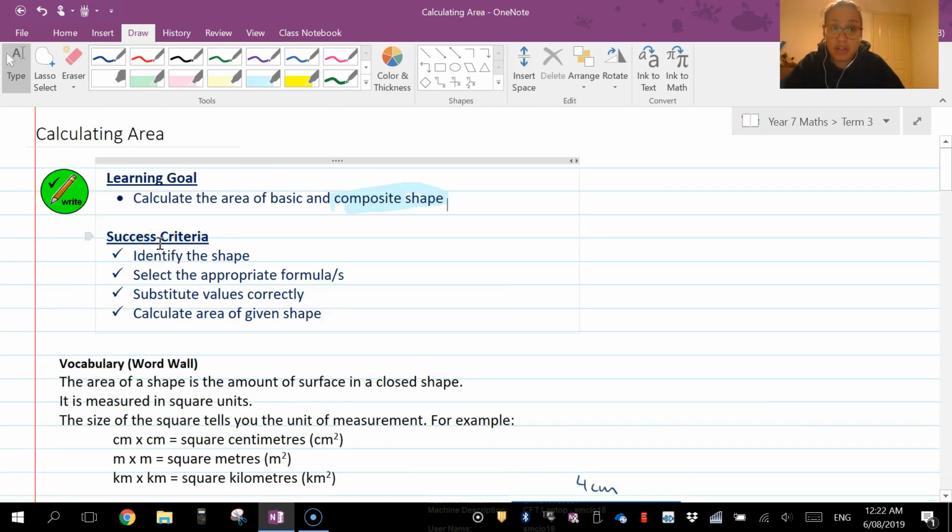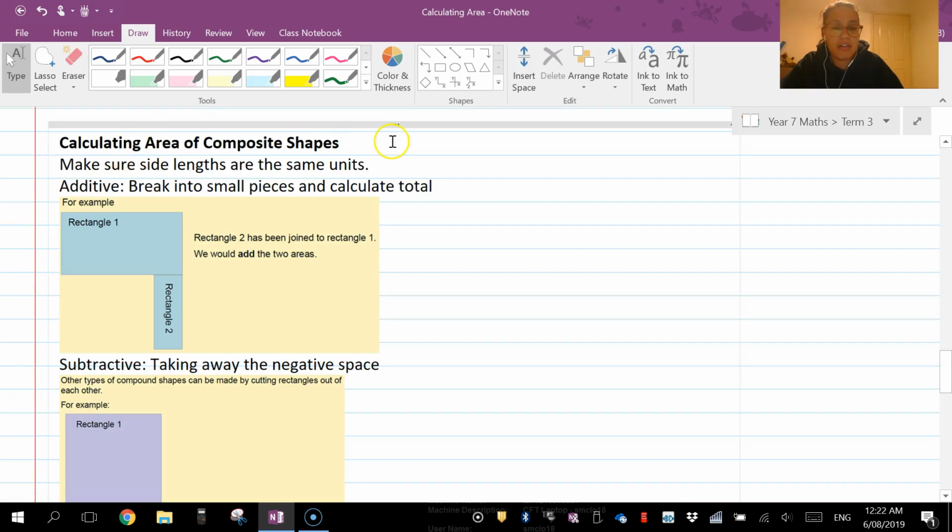Identify what type of shape you've got, but this time you're going to identify what basic shapes you have and select the appropriate formula or formulas to calculate the area. Substitute the values correctly and then calculate the area of the given shape, using the appropriate units.